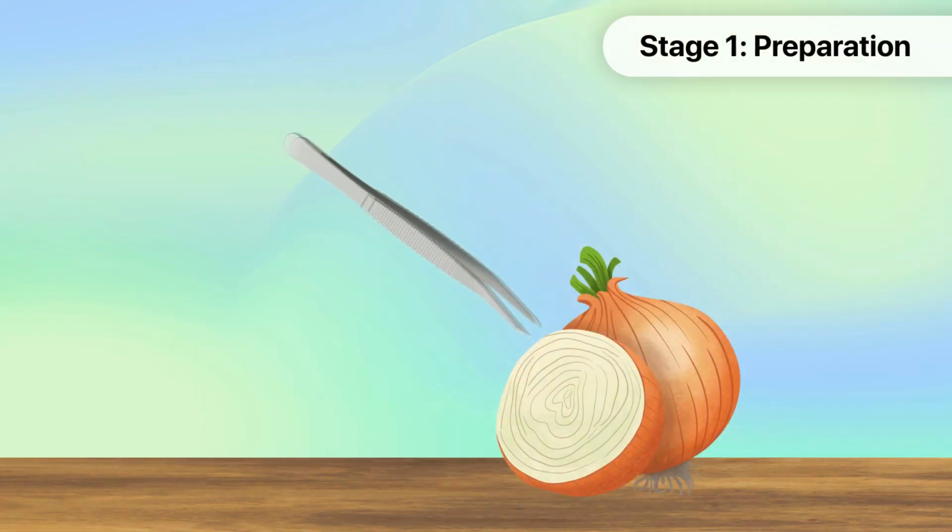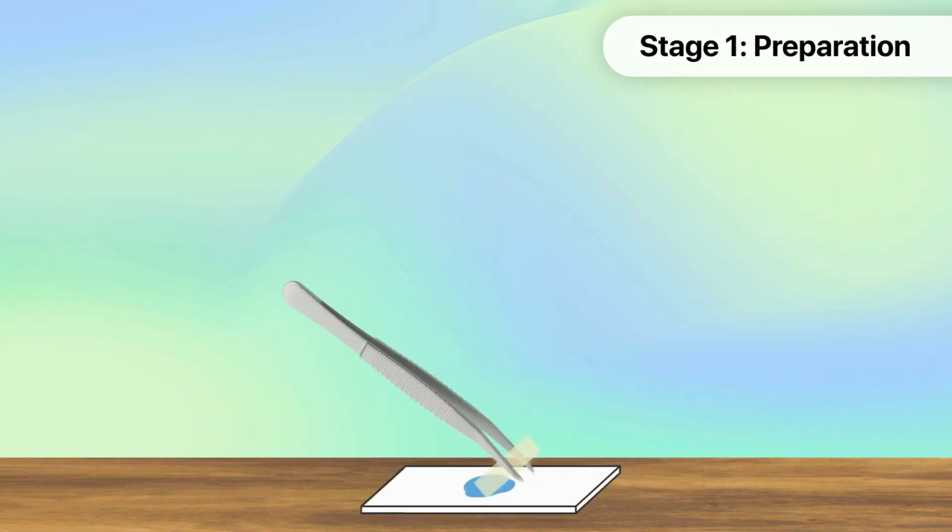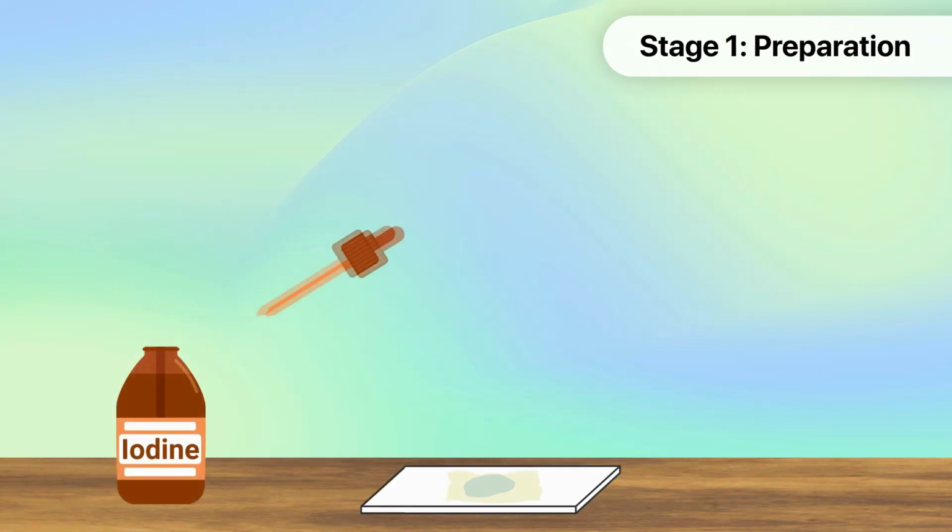Next, carefully cut an onion and use tweezers to peel away a small piece of the outer epidermal tissue. This thin layer is ideal for viewing under the microscope. Still using the tweezers, place the onion tissue carefully onto the slide on top of the drop of water. Next, add a drop of iodine solution. The iodine acts as a stain, making the nucleus and cell walls more visible under the microscope.